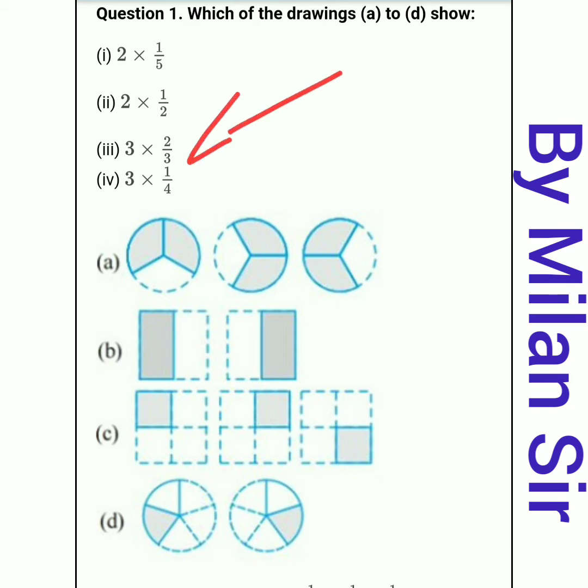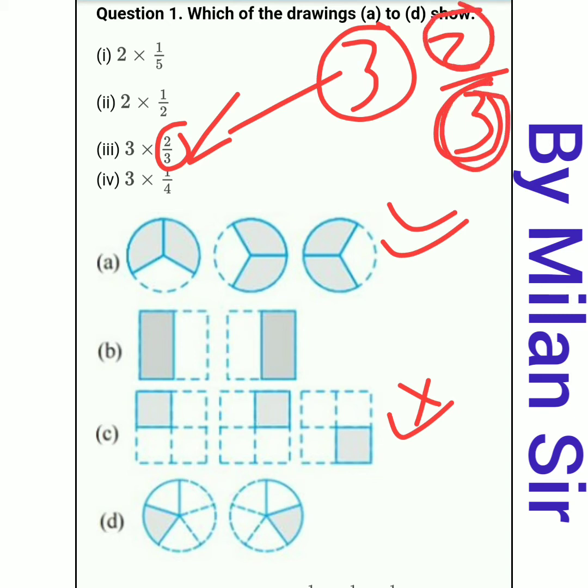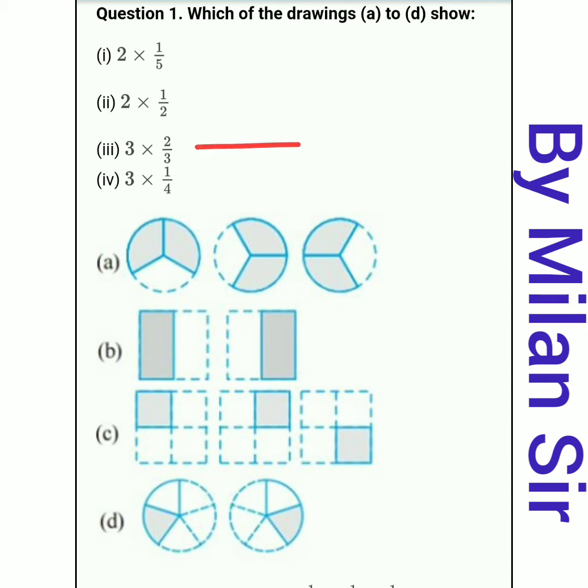Then question number 3. First of all, the integer is 3, so we need to find 3 figures, which are present in options A and C, right? Now 2 by 3 means we need 3 parts. 3 parts are present in option A; in option C the total number of parts is 4. So option A. Now check it: out of 3 parts, in each figure 2 parts are shaded. So option A is correct for question number 3.